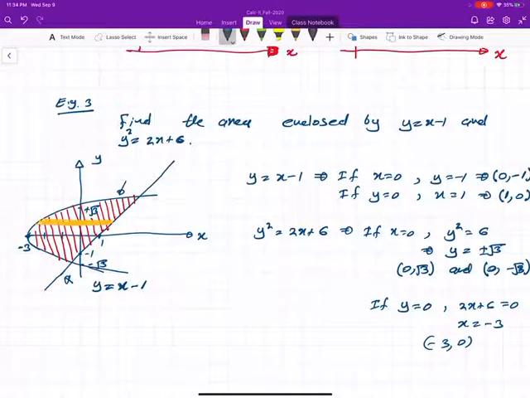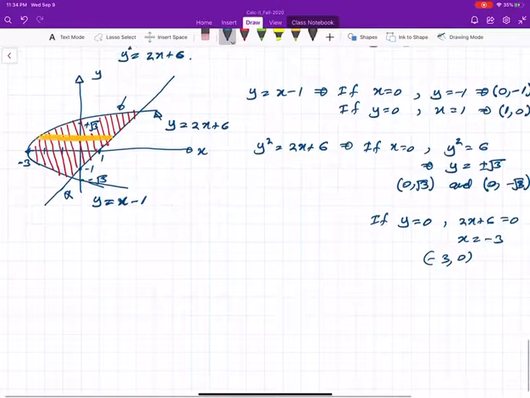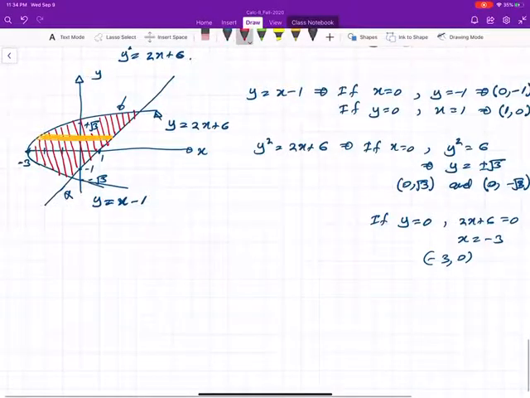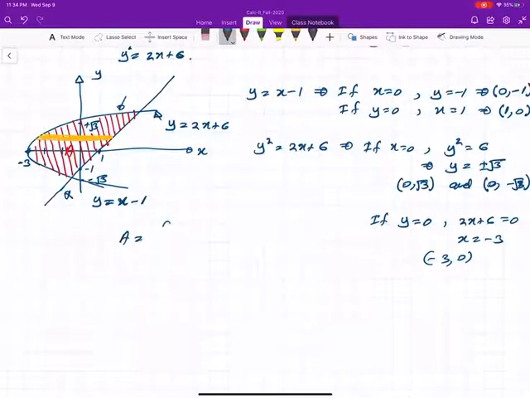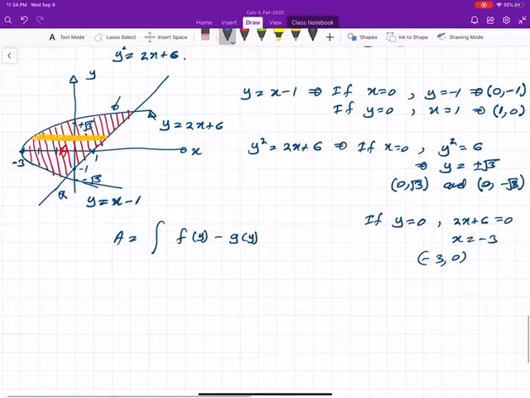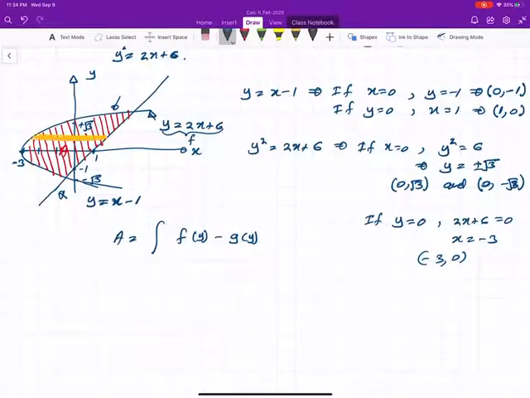Alright, let me mark this curve: y equals 2x plus 6. Now I'm going to use the explanation. Let's say this area is A. That area equals the integration of the above function minus the below function, f of y minus g of y. Let's say that this function is f of y, the above function, and that is g of y, the below function.